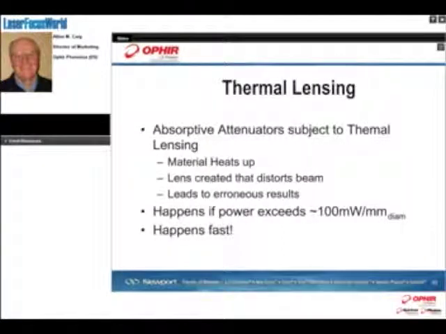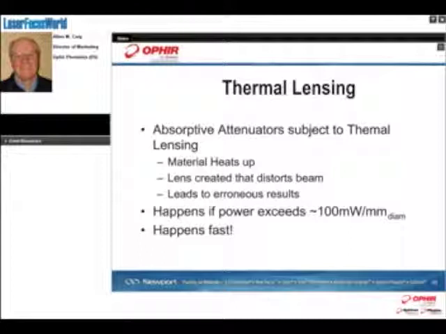So what's the problem? Well, there's a problem called thermal lensing. It's quite possible to stack up an enormous number of gray glass filters and cut the power down by many, many orders of magnitude. But what happens there is if we start with a high power going into an absorptive filter, the material of that filter will heat up.